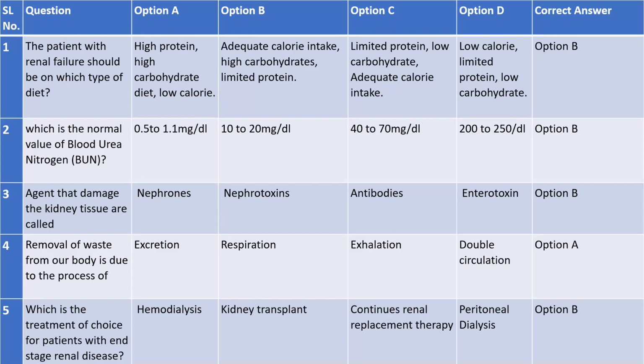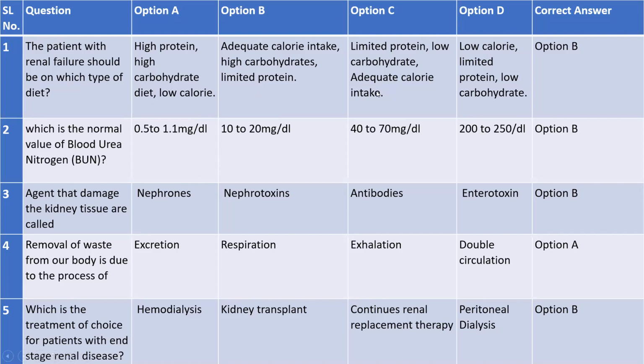And option B is adequate calorie intake, meaning the calorie intake should not be maximum, it should be an adequate amount. It should be high carbohydrate, which I always used to mention, carbohydrate jada khane ko bolna hai. And then limited protein. So is option B correct or wrong? I have already given the answer, you could see it on the screen, but still, is option B correct or wrong? Correct, ma'am.